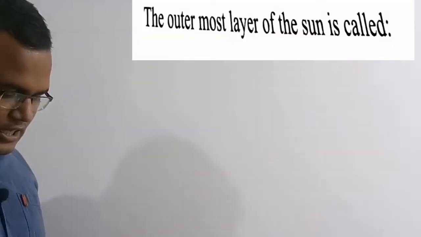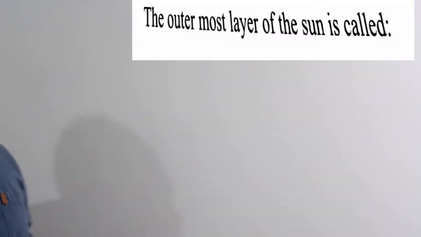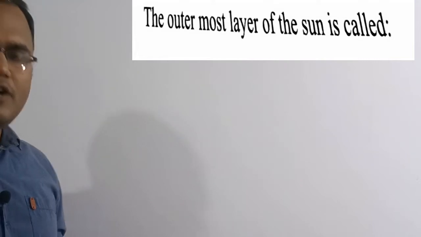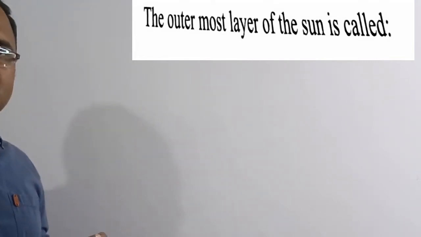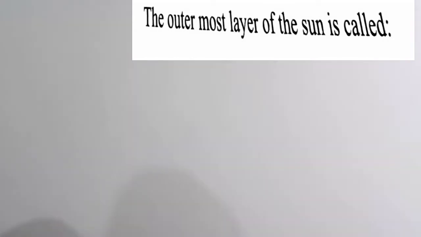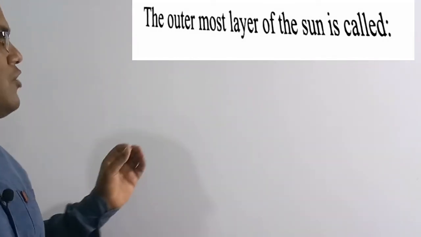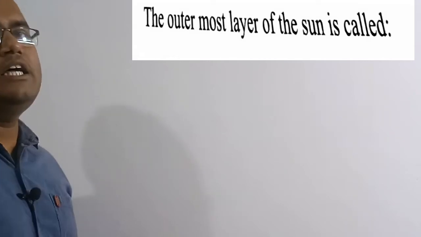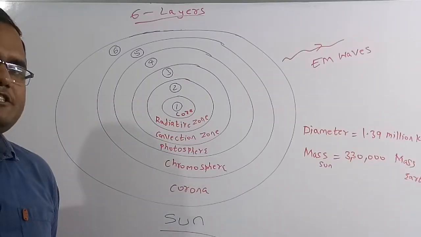See the question here. The outermost layer of the sun is called what? Option A photosphere, option B corona, option C stratosphere, option D chromosphere. Out of the 4 options, option B corona. Therefore the outermost layer of the sun is called the corona. Let's discuss some more facts about the sun.